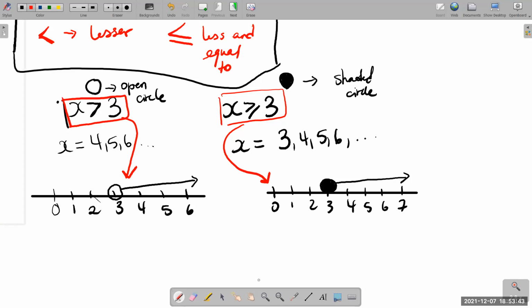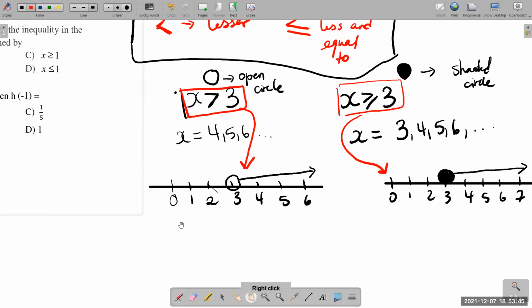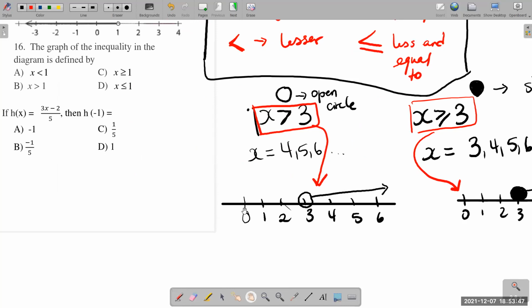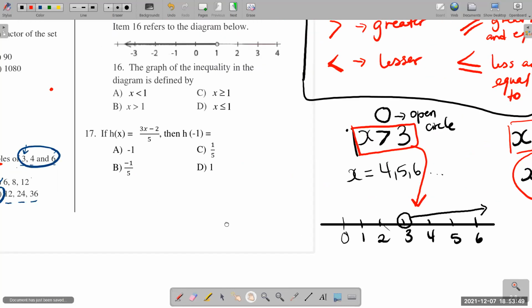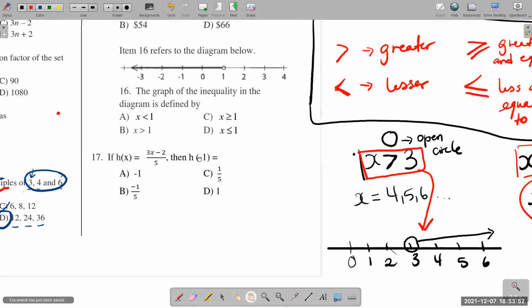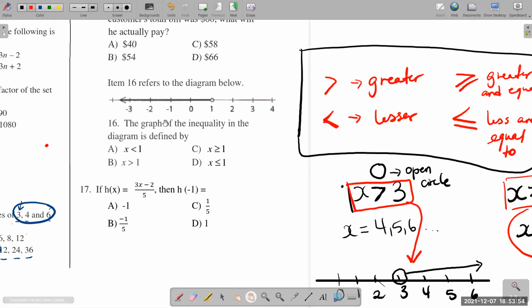All right. Now let's look at this question now. Which inequality represents the graph that it just shows here? I need an answer from everybody. A, B, C, or D. Based on what we just learned, which one would you pick? Don't be afraid to get it wrong, but just pick an answer.